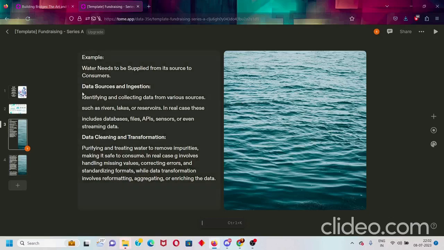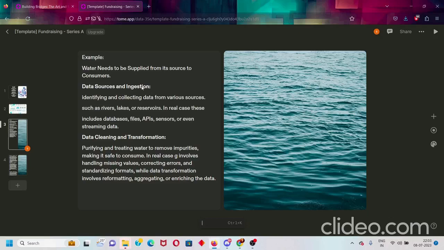Data sources and ingestion is the first part of the job: identifying and collecting data from various sources. I said we take the water from various sources such as rivers, lakes, and reservoirs. In the real case, these can include databases, files, APIs, sensors, or streaming data. We will get to know about streaming data in the future.